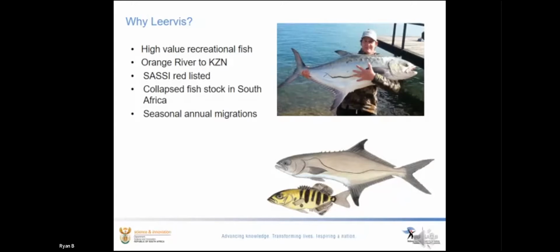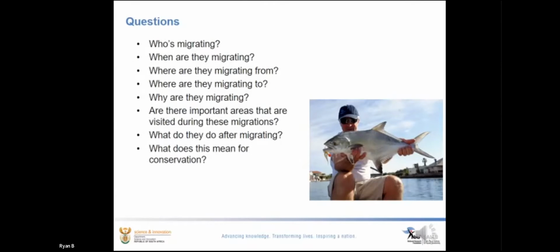The mark and recapture methods have shown the species to take seasonal migrations from Eastern Cape to KwaZulu-Natal, but it remains uncertain whether the leervis adopt a partial migration strategy, whereby not all individuals migrate annually, or whether migrating individuals return to specific sites. From the study, we wanted to find out why leervis are migrating, which life history stages are migrating, when they are migrating, where they are migrating from and to, what they do after migrating, and what this means for the conservation of the species.